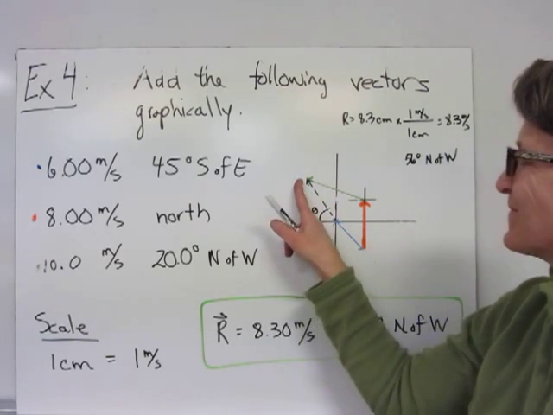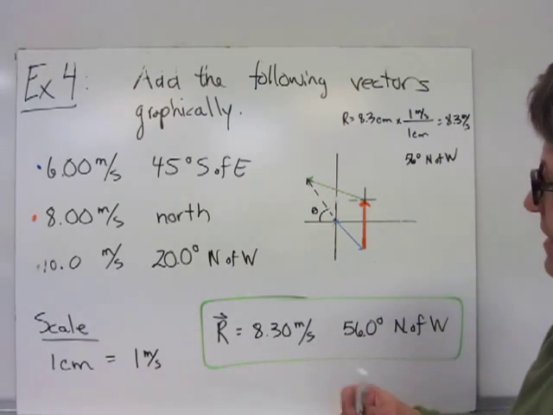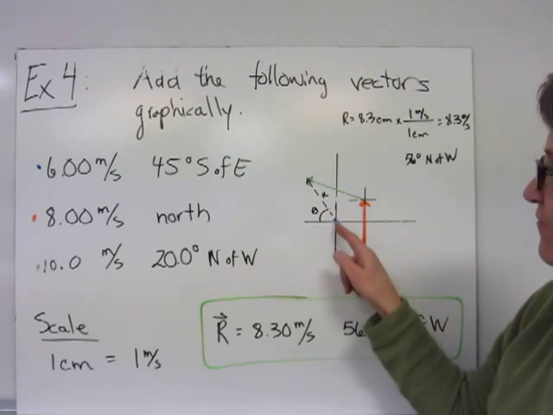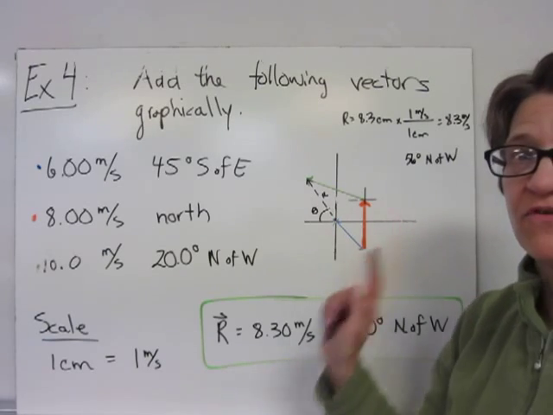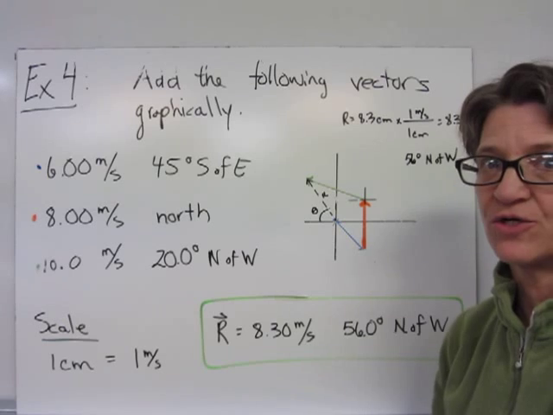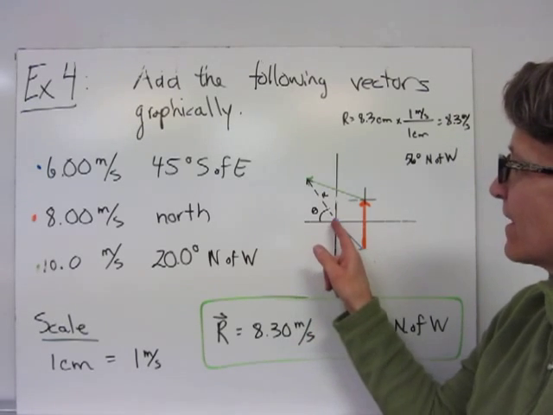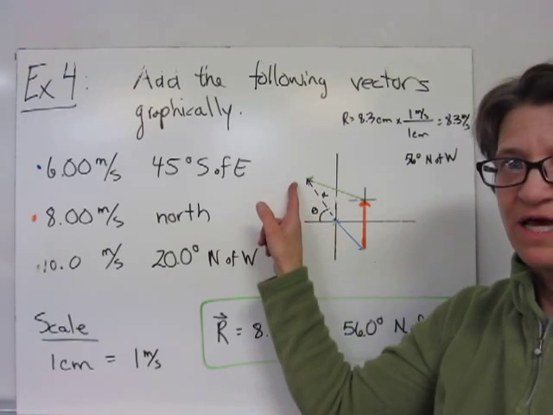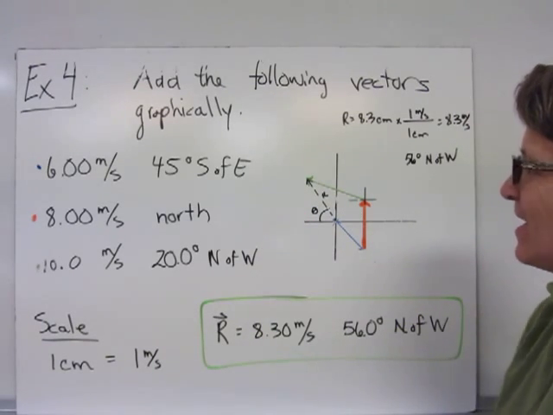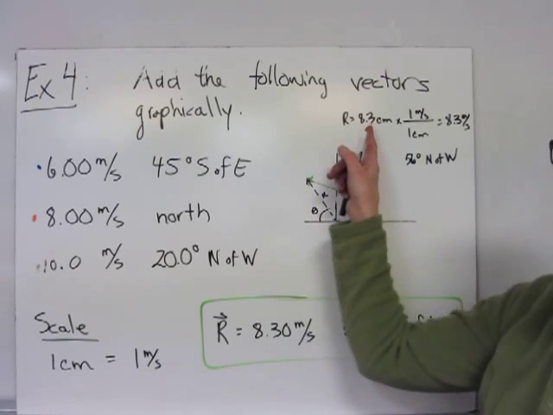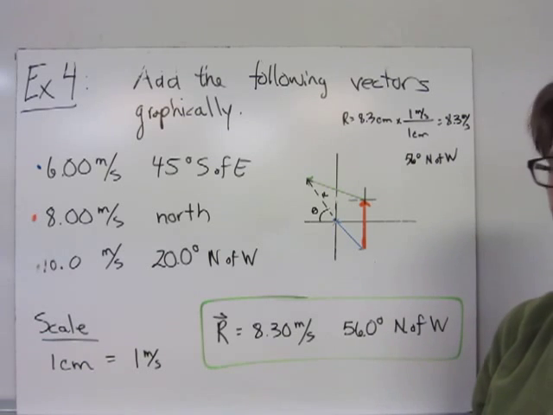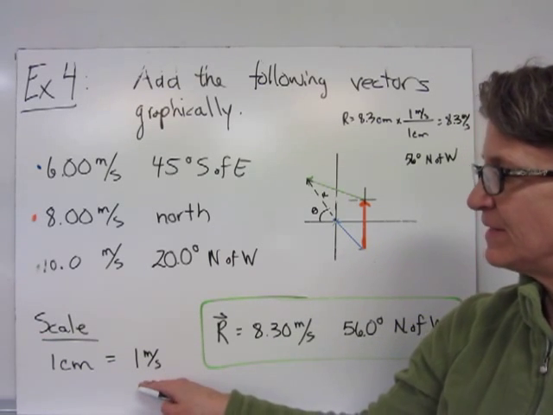Your resultant, let me label it, put an R right there, is from the tail of the first vector you drew. Again, if you draw an X there, you'll know where to measure your resultant from, to the tip of your very last vector. Put those tips in. Don't skip that little part. Measure your resultant. Mine was 8.3 centimeters. I converted back to meters per second using my scale.